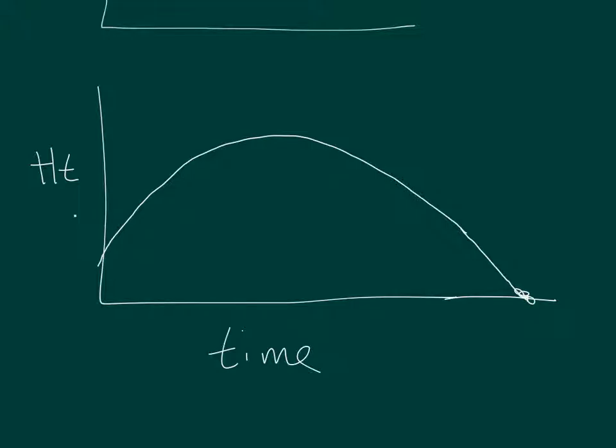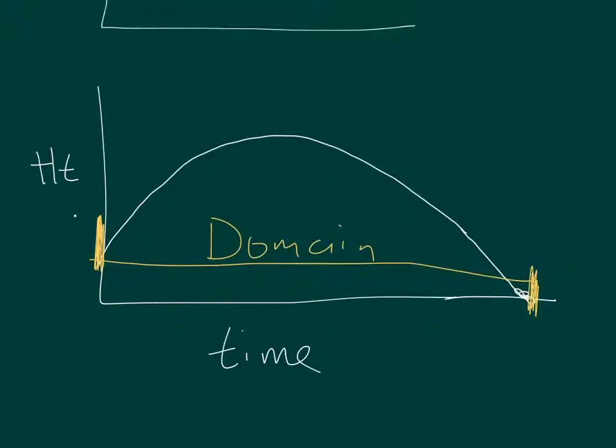So what would the domain of this function be? The domain would be the amount of time from when I throw the ball to when the ball hits the ground. So that's our x values. This would be our domain. And then our range would be from the lowest point, so when it hits the ground, that's the lowest point, to the highest peak of the ball. That would be our range, the y values.